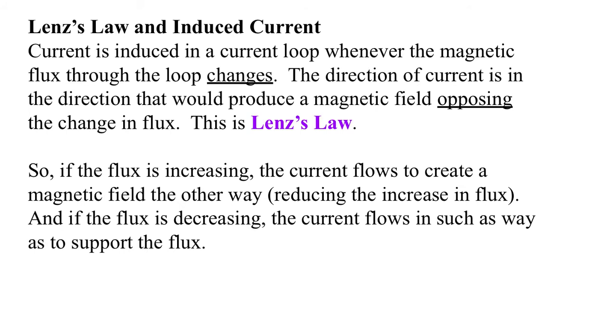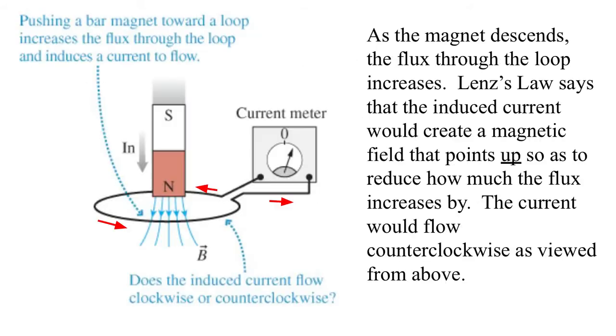So if the flux is increasing, the current flows to create a magnetic field the other way, reducing the increase in flux. And if the flux is decreasing, the current flows in such a way as to support the flux, to restore it. It's also important to note that Lenz's law means there's always less of a change than you originally had. So it will not win, but it will always resist this change.